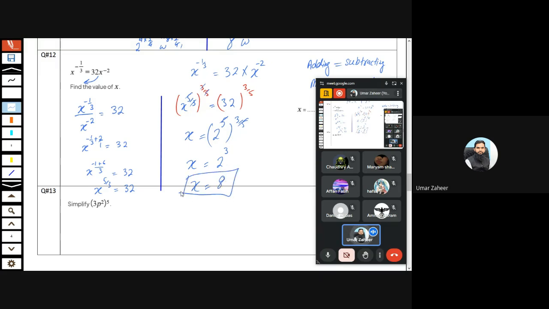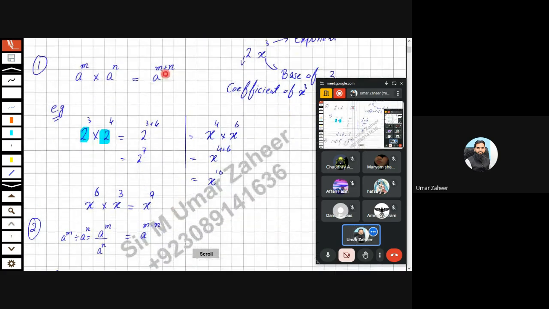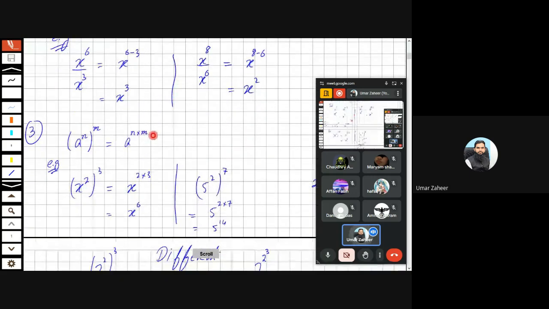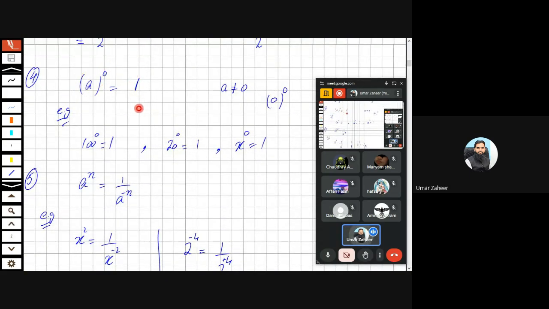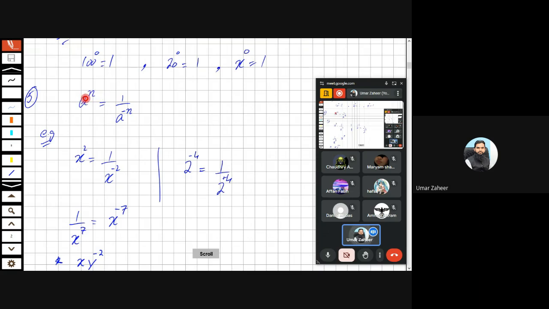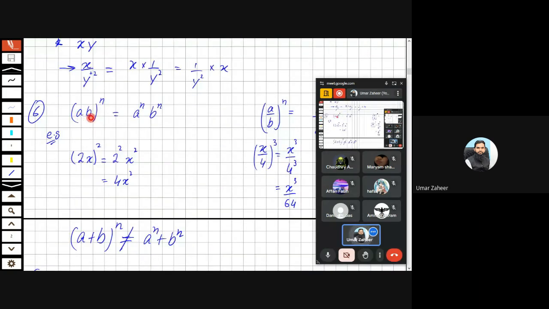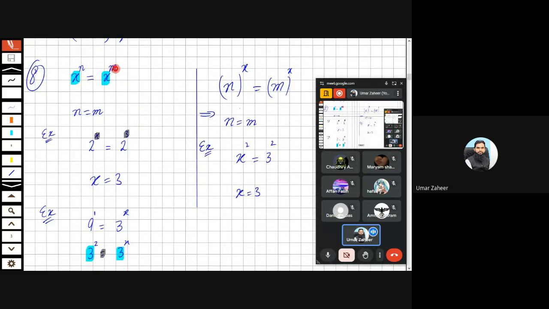Look here, I'm using the same rules that I taught you. The same base multiplying or dividing, we have to subtract the powers. The power on the power is multiplying. If I end up having a power 0, that will be 1. When moving from numerator to denominator or denominator to numerator, I just have to change the sign of the power. If there are two terms, you have to apply the power on each term. And obviously we have to use equation rules here.